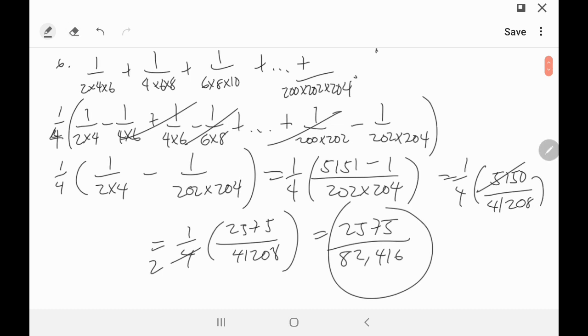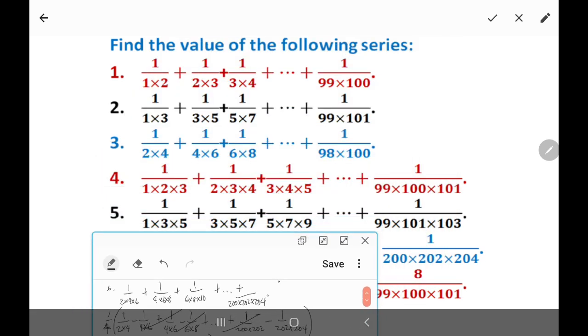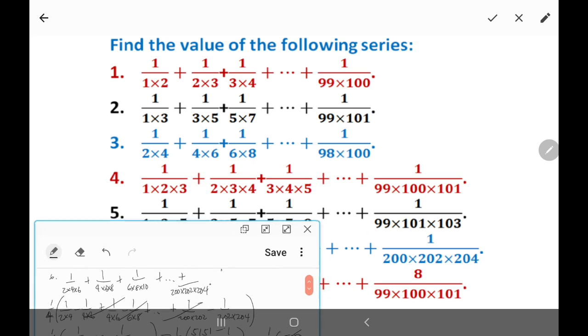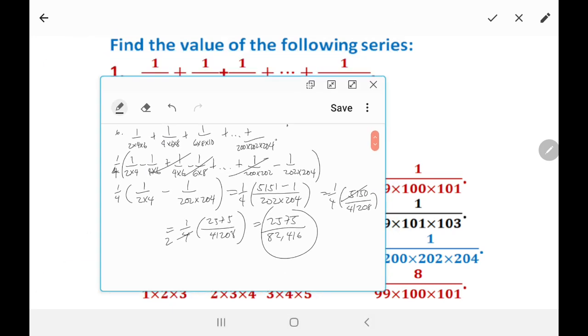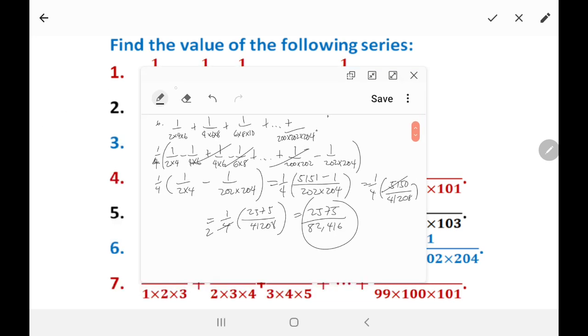Now let's go to our last problem. What if the denominators are consecutive natural numbers, but the numerators are not 1 but 8? I think this is very simple. That's very similar to problem number 4. Yeah, problem number 4 and number 7 are similar problems, except that in number 7 the numerators are 8. It means that would be equal to 8 times our answer in number 4, right? So let's solve that one.